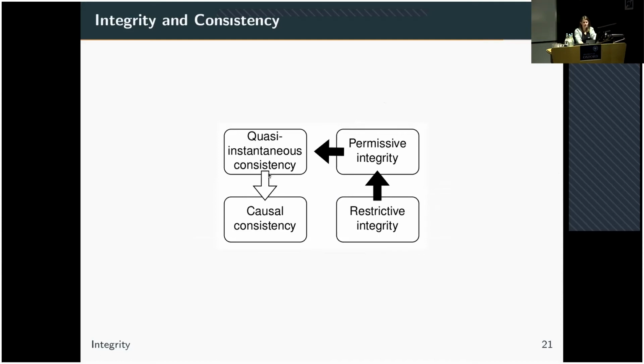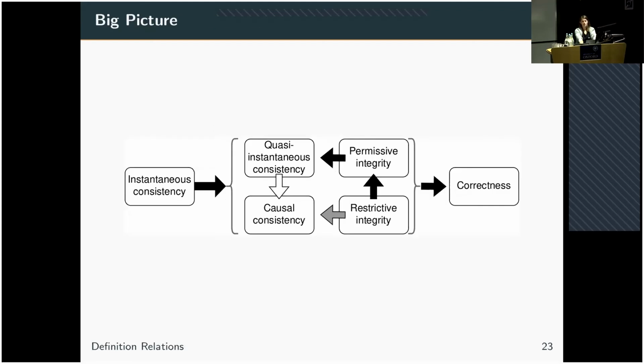As I said, the implication between quasi-instantaneous consistency and causal consistency is limited by what kind of events are observed. So we cannot say that every time, we also have the implication between integrity and causal consistency, only if we apply the limitation. There is another connection. Restrictive integrity implies causal consistency if we are only observing modifying events without any further limitations, because if no event at all happens, then we can also not get missing causes of effects. So in the end, this leads us to this big picture.